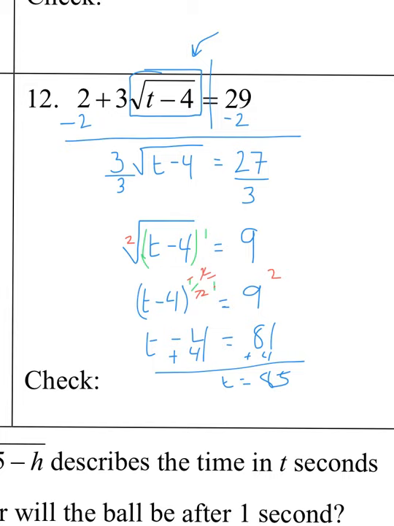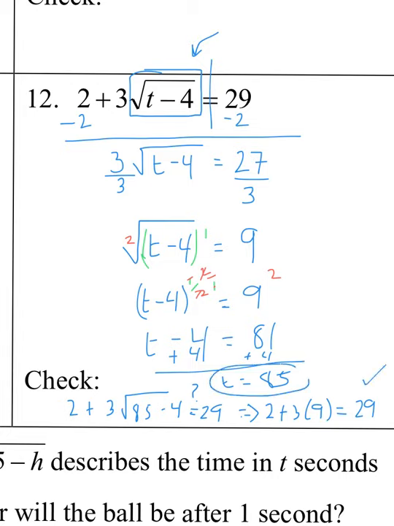We can check to see if that works by substituting 85 in for t. And we have 2 plus 3 times the square root of 85 minus 4. Does that equal 29? Well, 85 minus 4 is 81. So we have 2 plus 3 times the square root of 81, which is 9. Does that equal 29? 3 times 9 is 27. 27 plus 2 is 29. So that checks. And our solution is t equals 85.